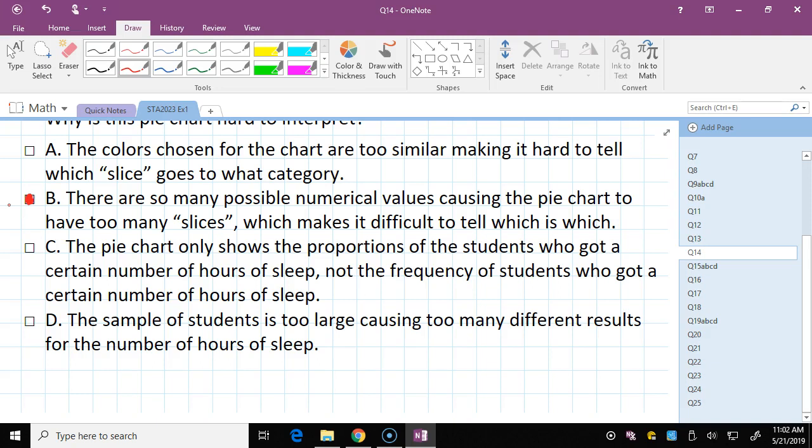Down here, the students is too large, causing too many different results. Well, that might not always be the case. Again, this is about why the pie chart is hard to read. That's talking about your sample size, not the pie chart. So really, you could argue A and B, but B is the better choice. There's just too many slices.